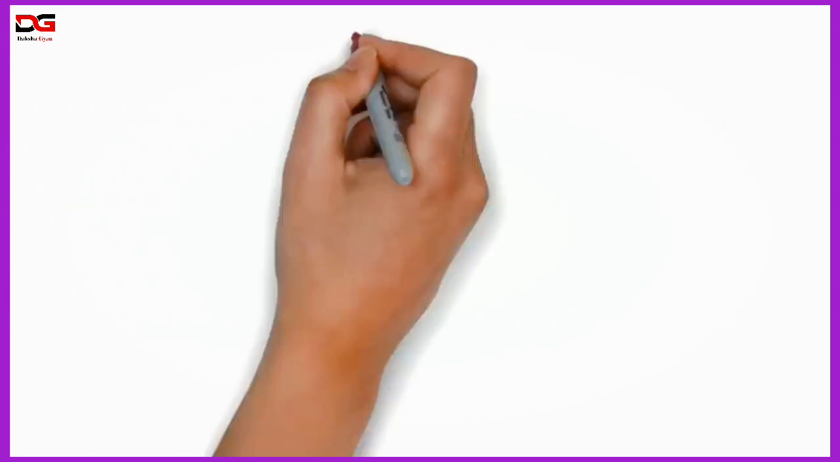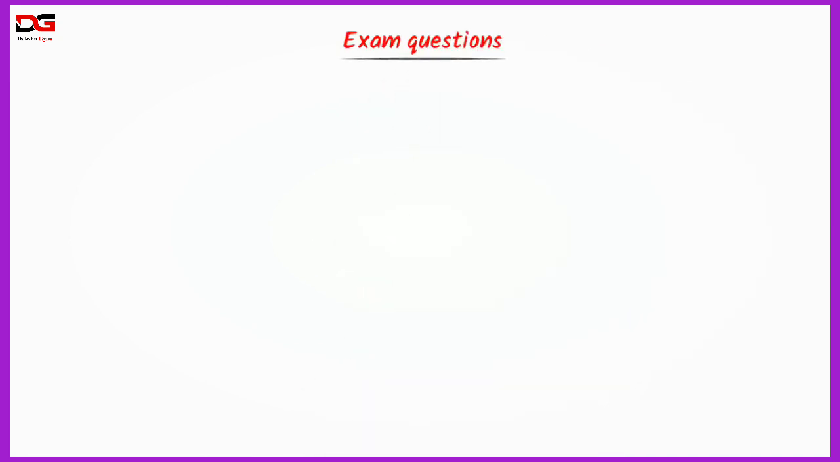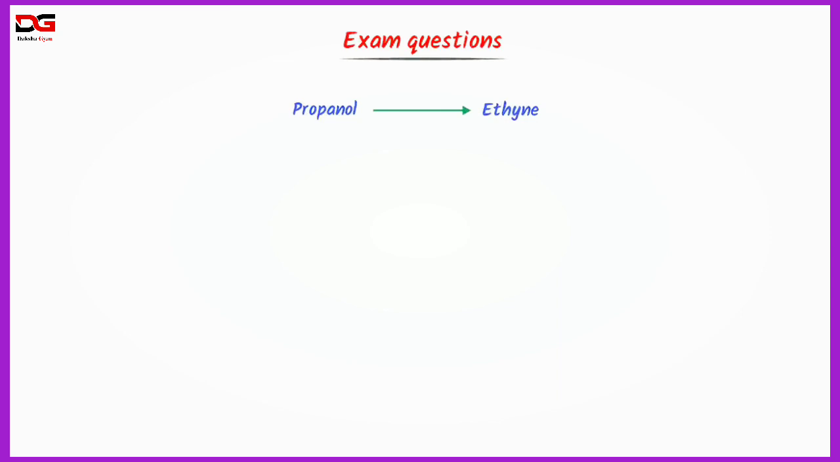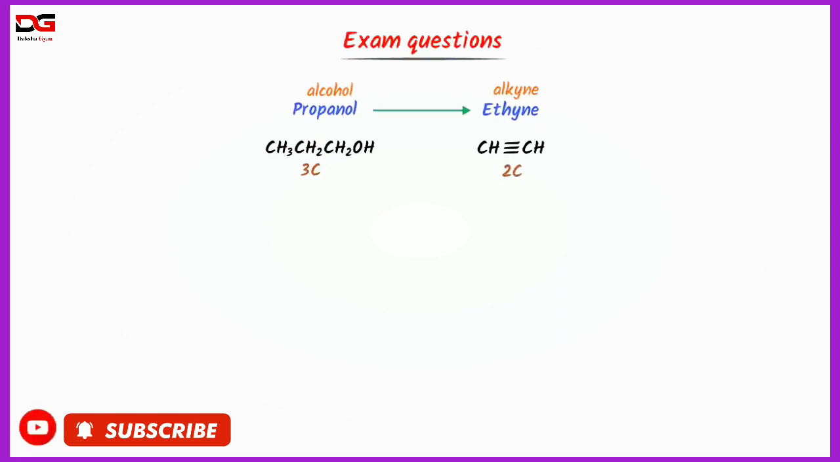Lastly, let me teach you some exam questions. For example, convert propanol to ethyne. Well, this is propanol and this is ethyne. We can see that there are 3 carbons in propanol and there are 2 carbons present in ethyne. Secondly, we will convert alcohol to alkyne. Now you should carefully observe these steps which I will follow to convert propanol to ethyne.